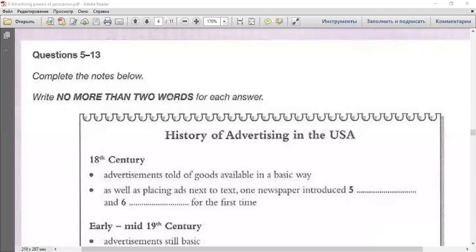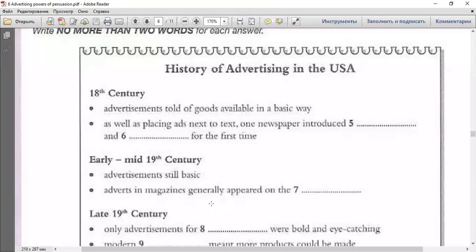All right, so let's check. Number 5. The word is headlines. Okay, and number 6, that's illustrations, right? So it said Pennsylvania Gazette reached out to readers with new devices like headlines and illustrations. So number 5 is headlines, number 6 that's illustrations. Then number 7, early mid-19th century, advertisements still basic.